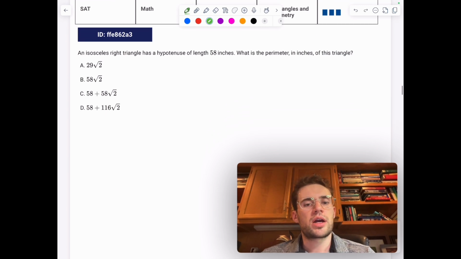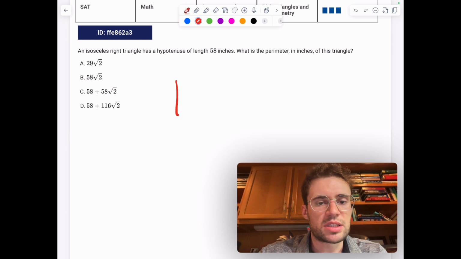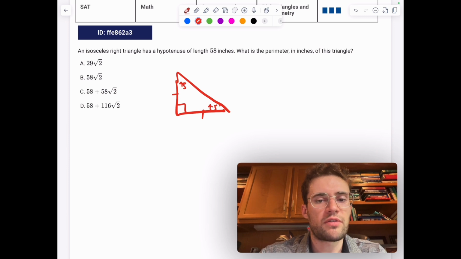An isosceles right triangle has a hypotenuse of length 58 inches. So isosceles means that both of the sides are the same. It also means that the angles that are not the right angles are going to be 45. So you got 45, 45, 90, and okay, they said the hypotenuse is 58.